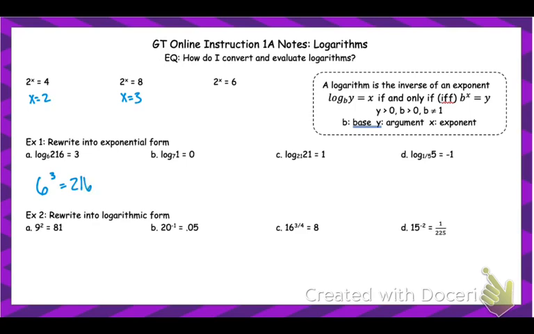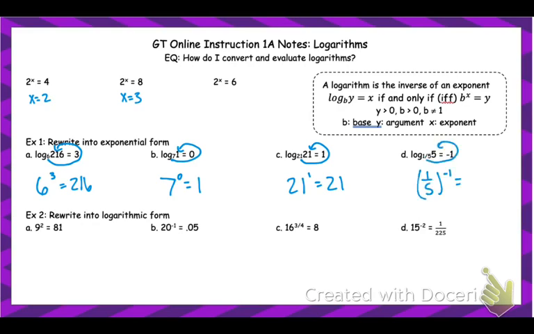The other way you can do it, what I usually tell my kids, I start at the base, and then I go in a little circle. So 6 to the third is equal to 216. So same thing on the next one. 7 is the base of the log, so 7 is the base of the exponent. So 7 to the 0 is equal to 1. 21 to the 1 is 21. 1/5 to the negative 1 is equal to 5.